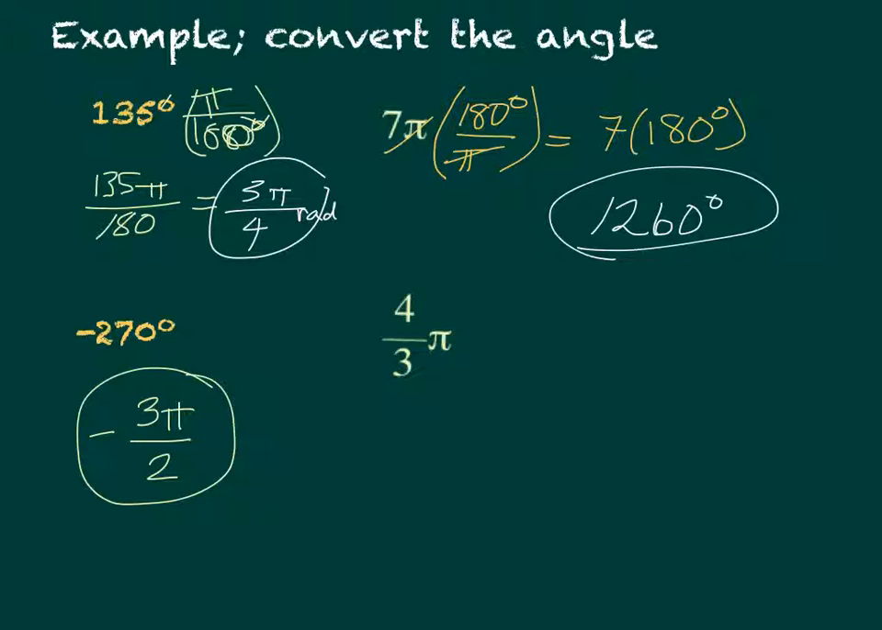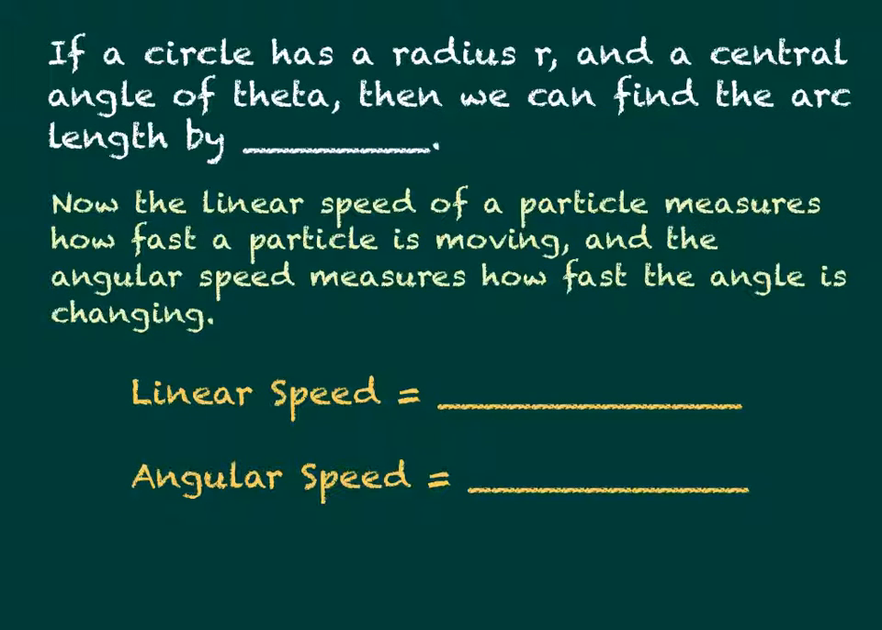And the last one, 4 pi over 3. You can write that pi in the top, which might make it a little easier to understand what's going on. Then I'm going to multiply by 180 over pi. The pi's cancel. Then I multiply straight across and divide by 3, and you should get 240 degrees.